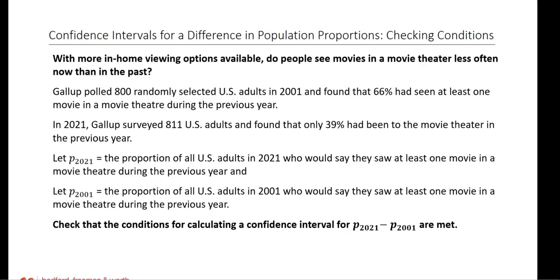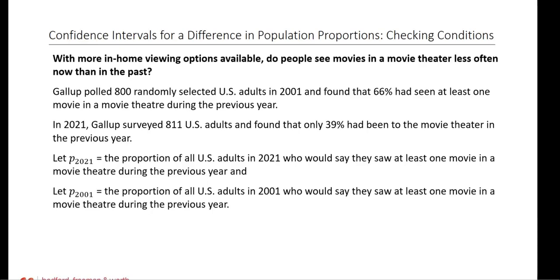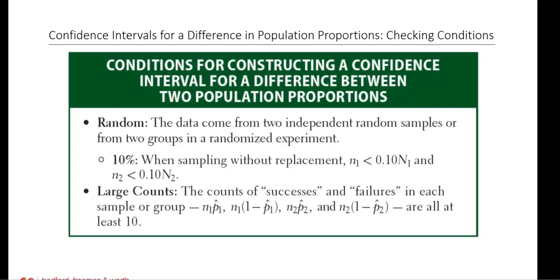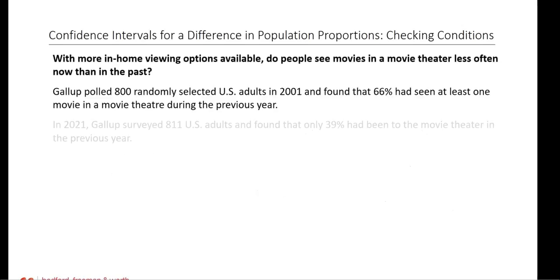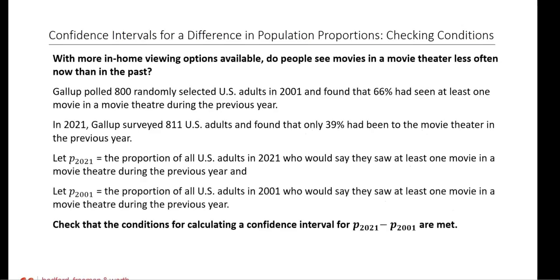Let's see, second condition, less than 10%. Is that a condition? It is, right? So we have to check it for both groups. Okay, so is 800 less than 10% of all U.S. adults in 2001? I think so. Is 811 less than 10% of all U.S. adults in 2021? I think so.